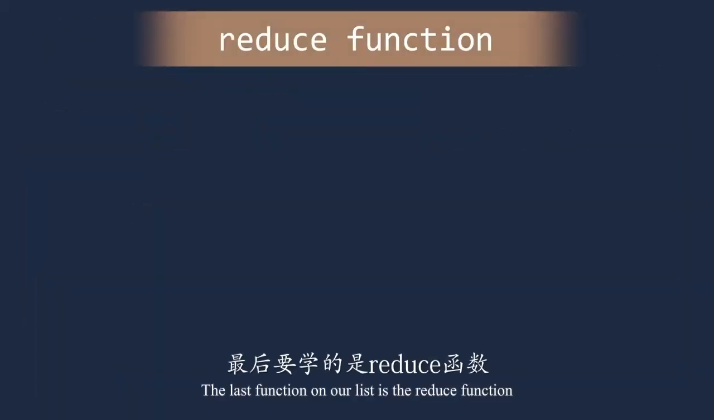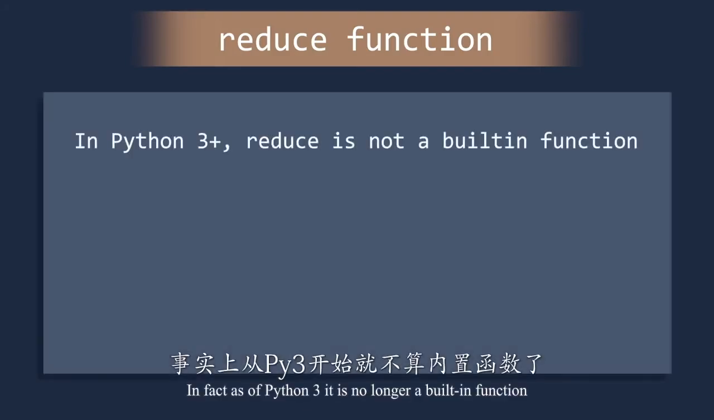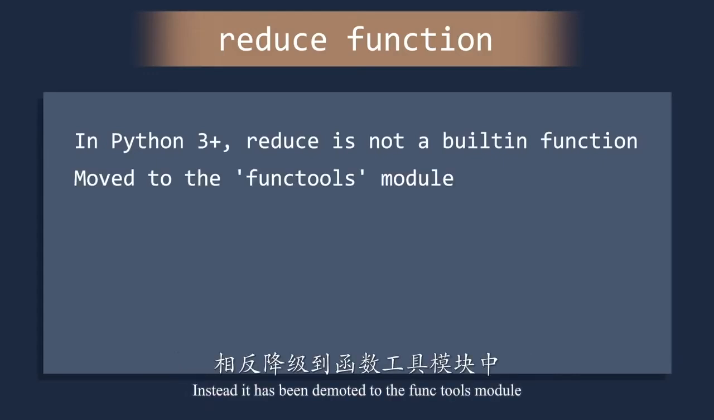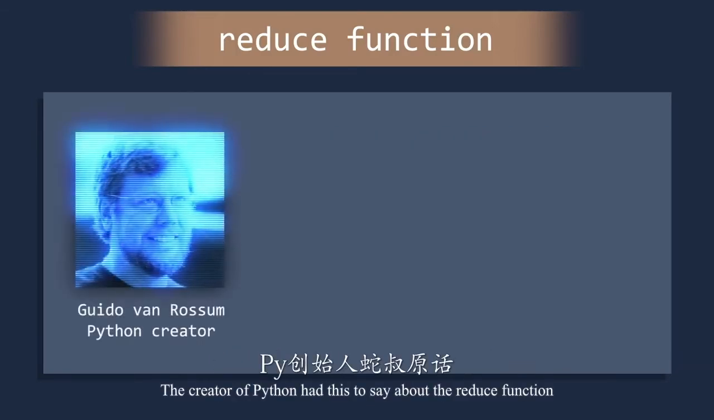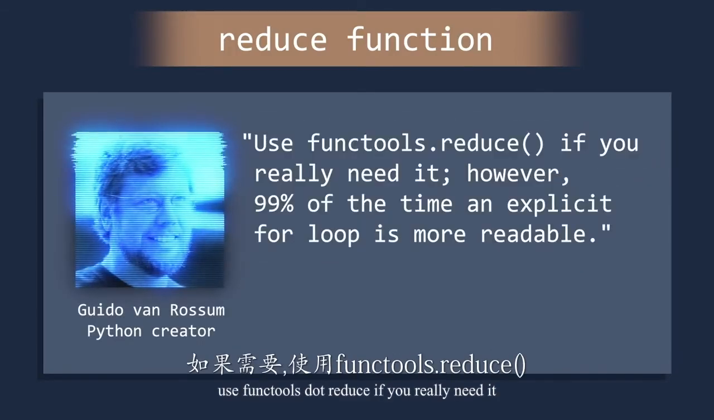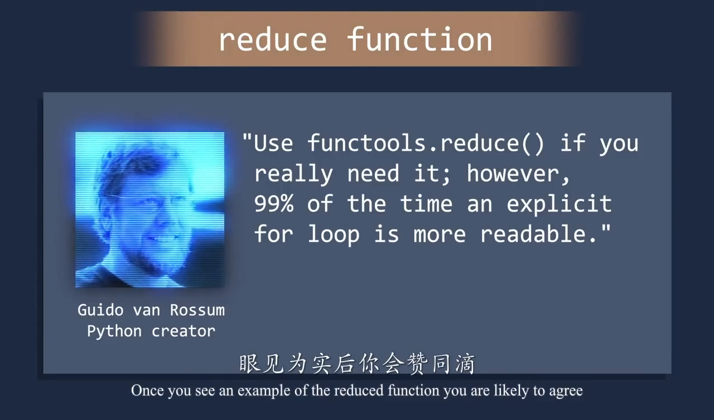The last function on our list is the reduce function. This function is a bit unusual. In fact, as of Python 3, it is no longer a built-in function. Instead, it has been demoted to the functools module. The creator of Python had this to say about the reduce function. Use functools.reduce if you really need it. However, 99% of the time an explicit for loop is more readable. Once you see an example of the reduce function, you are likely to agree.